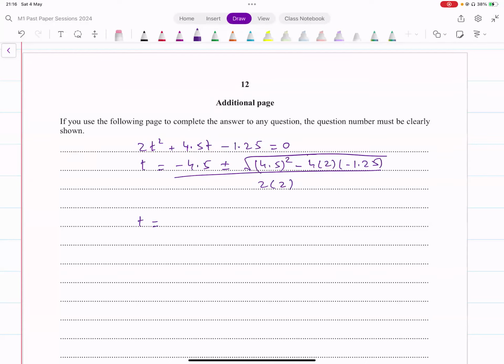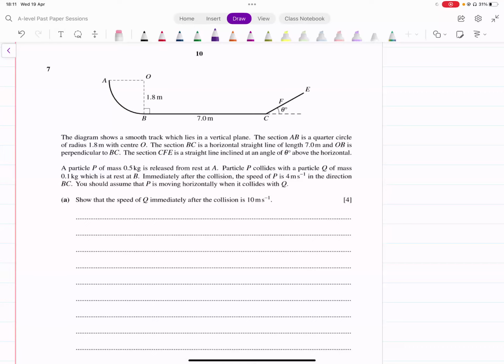One value of T that I'm getting is 0.25. And the other value is minus 2.5. Now, of course, time cannot be negative. So this is not possible. So after the collision happens, the combined particle takes 0.25 seconds more to reach the point C. That is what we get from this. But let's see what I have to do here.